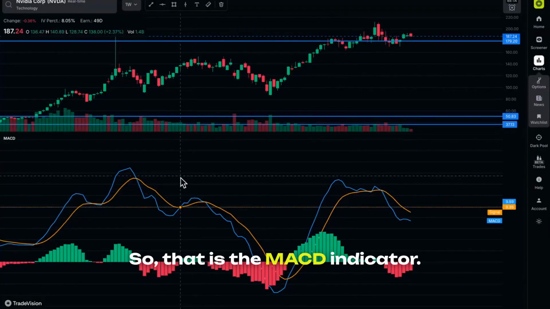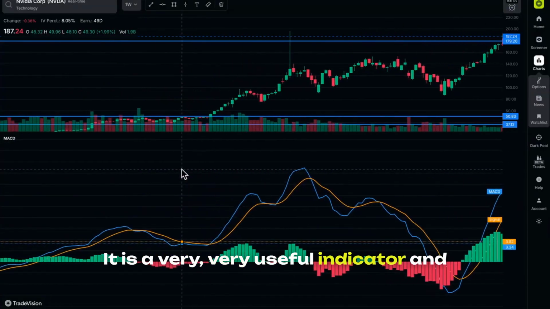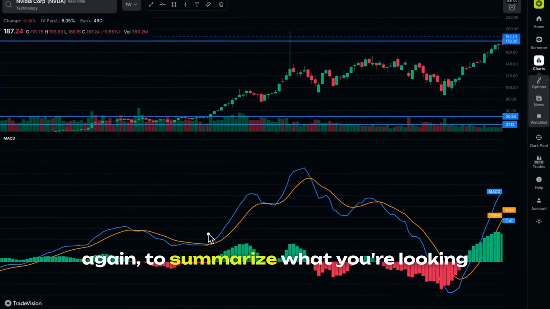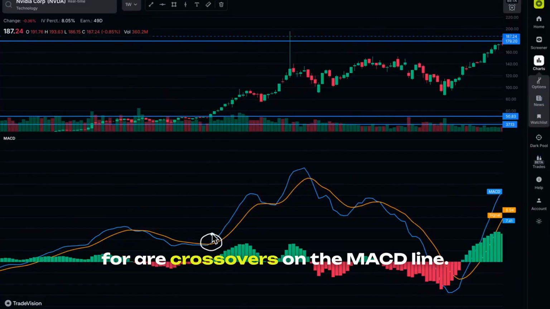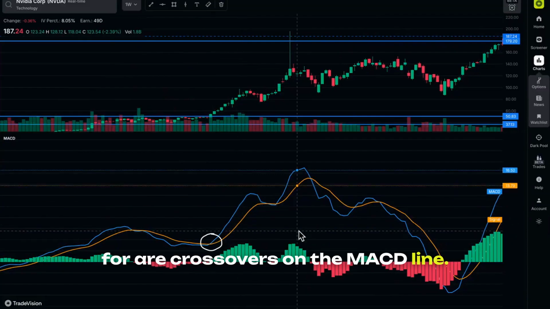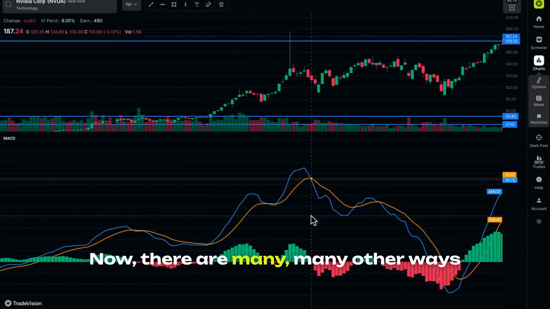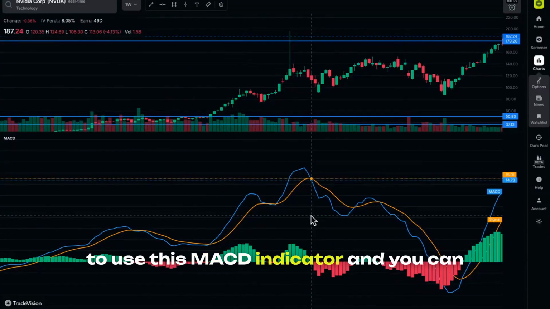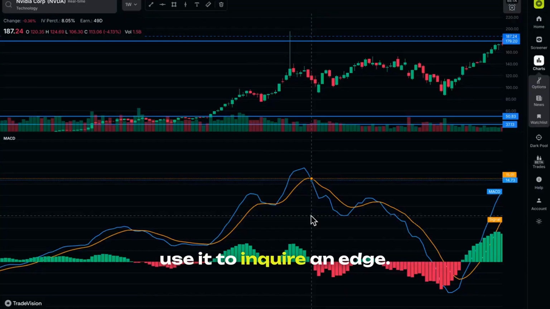So that is the MACD indicator. It is a very, very useful indicator. And again, to summarize, what you're looking for are crossovers on the MACD line specifically. Now, there are many other ways to use this MACD indicator, and you can use it to gain an edge.